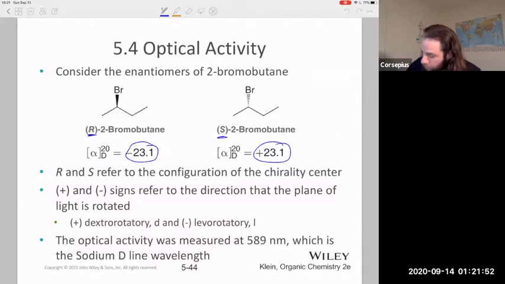Okay. When light is rotated in the positive direction, we call that dextrorotary, or refer to it as the D isomer, D stereoisomer. When it rotates light in the negative direction, it's levorotary, and we refer to that as the L. Okay, so up at the top here, this would be the D, and this would be the L stereoisomer.